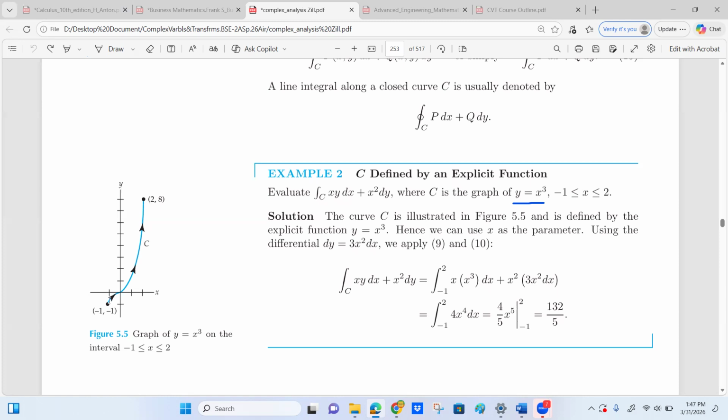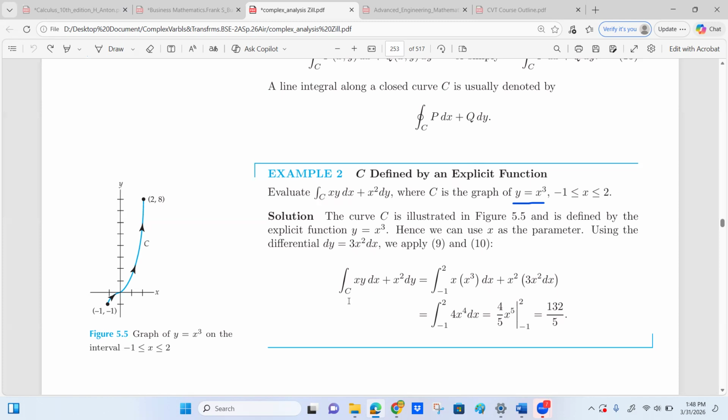Okay, and the graph of y is equal to x cube is generally drawn this way. So the y is equal to x cube graph is shown like this, and its limit is minus 1 to 2. So this integration should be totally in the x form. In the last functions we converted into the t form, variable in t. But now this function should be in the x form.